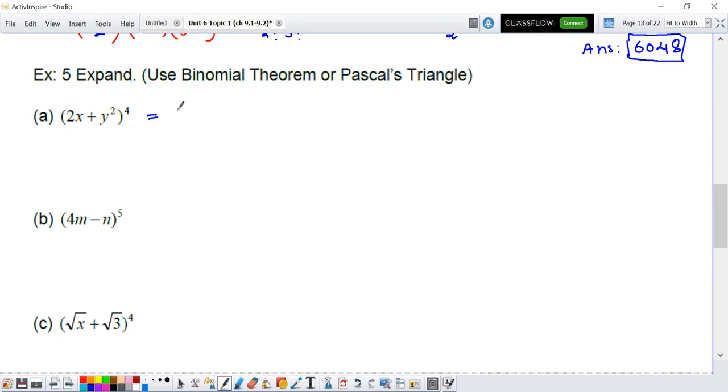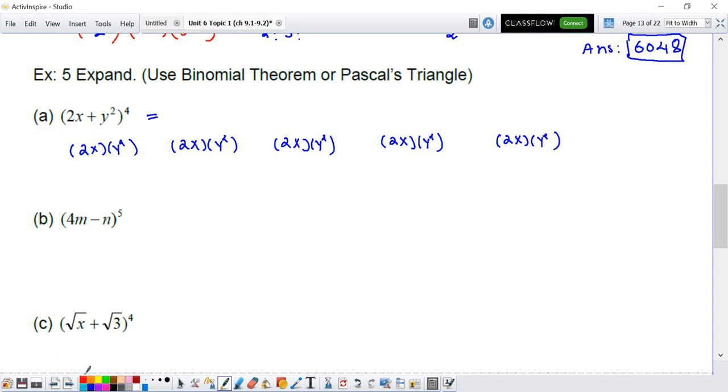What are the 5 terms? This is A, this is B, this is N. Let me show you one example of what I'm expecting here. Write 5 terms: (2x), (y squared), (2x), (y squared), (2x). I highly recommend you show the parentheses because most likely you will miss the coefficient. So 1, 2, 3, 4, (2x), (y squared).